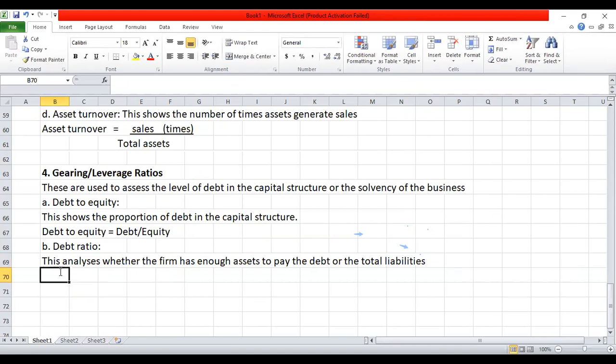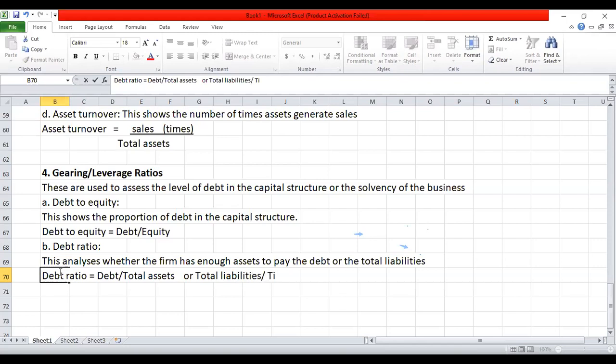So when you're getting the debt ratio, it is equal to debt over total assets, or we can get our total liabilities divided by our total assets. Of course, this ratio should be below 1.